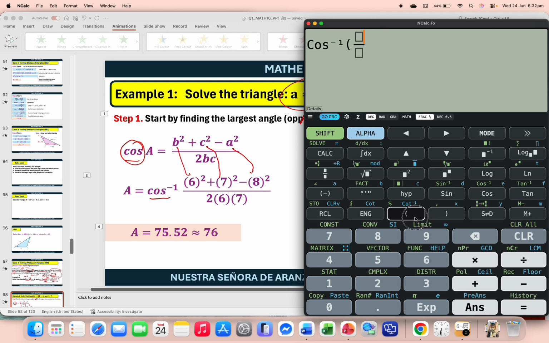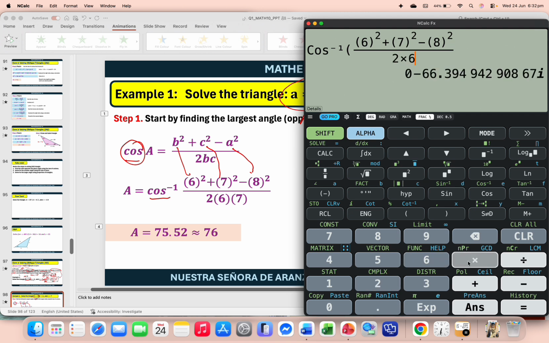Okay, then input nyo lang 6 squared plus 7 squared minus 8 squared all over 2 times 6 times 7. Then, yan. So, you will have 75.52.